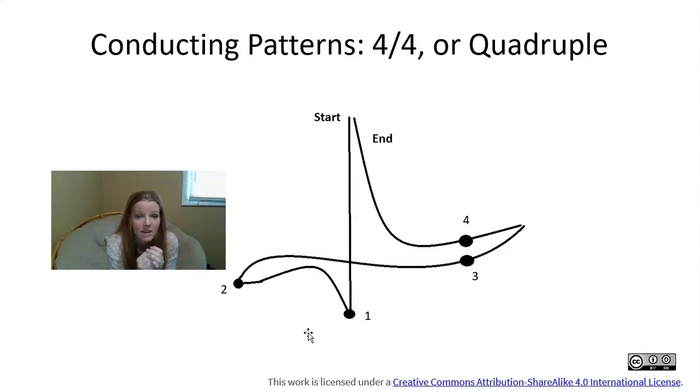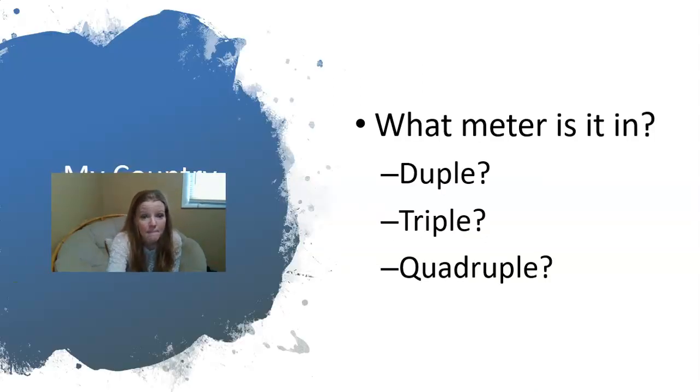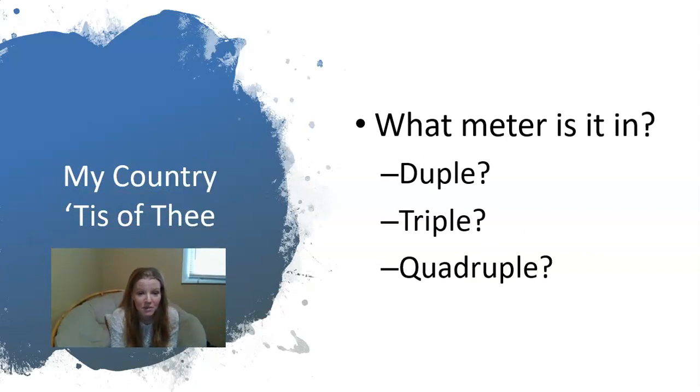So these meters are going to help us determine what they are for specific songs that we know. So, for example, if you think of the song My Country 'Tis of Thee, you've probably heard it a million times, right? So it sounds like, and you get to enjoy my wonderful voice, my country 'tis of thee, right? So, how do we know what the meter is in? Well, we try it based on our options.